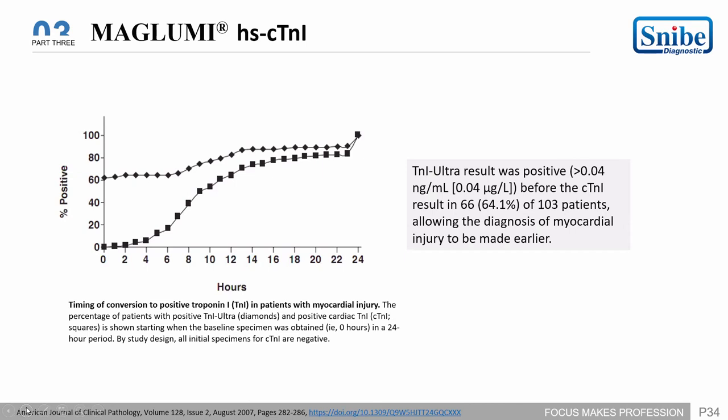If we talk about high sensitive troponin I, the time of conversion to positive troponin I in patients of myocardial infarction has been proven. As you can see here, the high sensitive troponin I ultra result was positive, at 0.04 nanogram per ml, before the conventional troponin I result in 66 of 103 patients, allowing the diagnosis of myocardial injury to be made earlier. So this is a great tool.